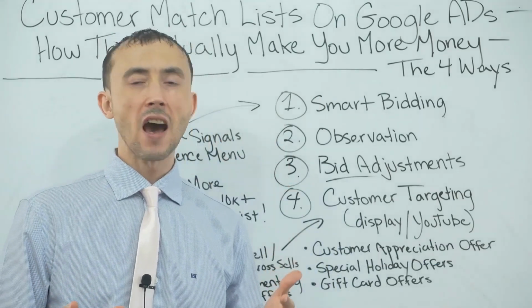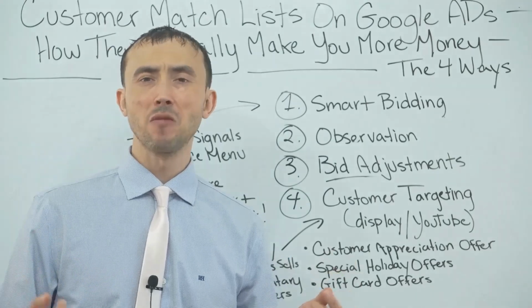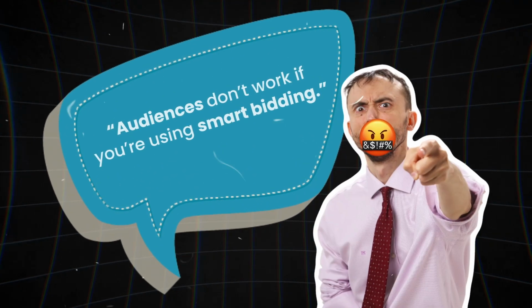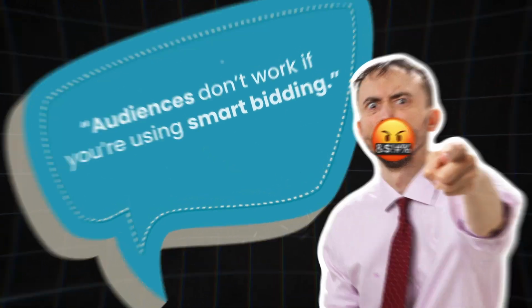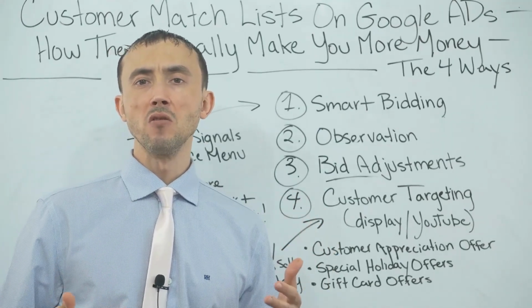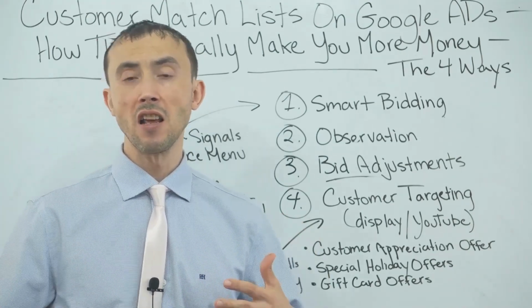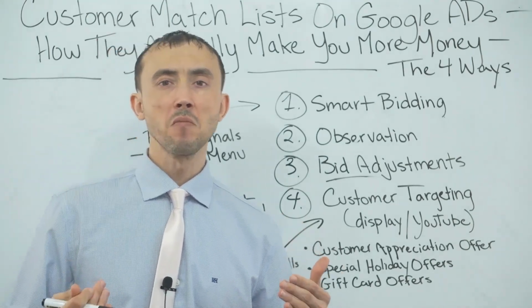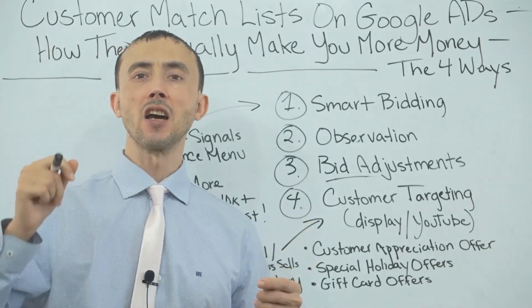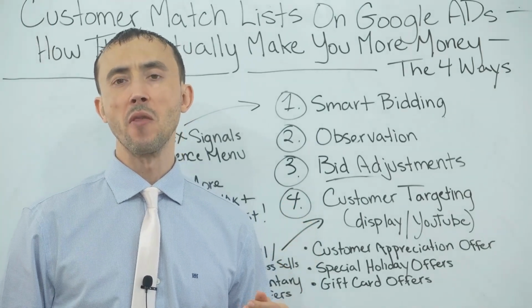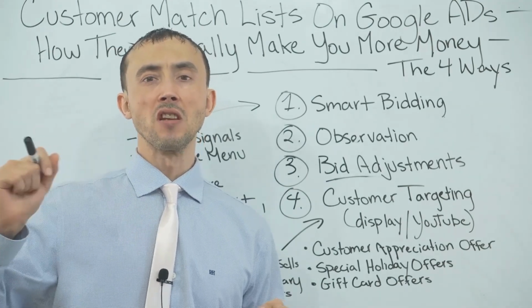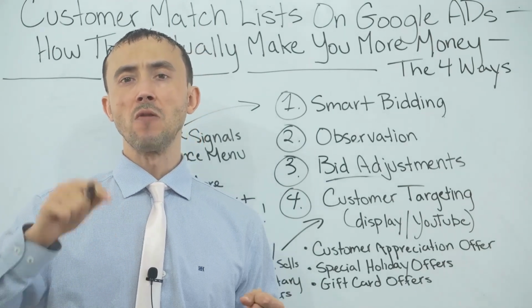There's kind of an argument going on in the ad space right now that audiences don't work if you're using smart bidding, and it's a bunch of bullshit, basically. The algorithm is going to do optimization on its own that it wouldn't do necessarily, including looking at audiences when you use smart bidding. But it doesn't mean that if you add a customer list and apply a 100% bid adjustment, it's not going to push that customer list more than what it would otherwise once you put a 100% bid adjustment on it. So there's no reason not to do what I just told you to do if you're using smart bidding.